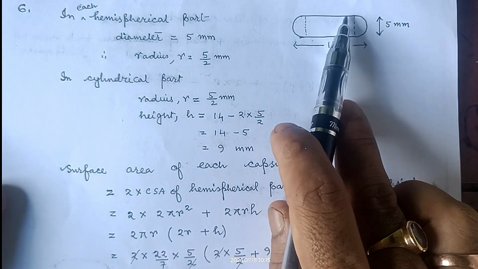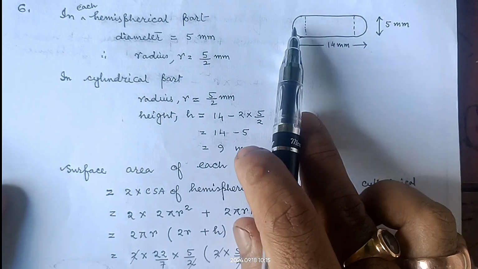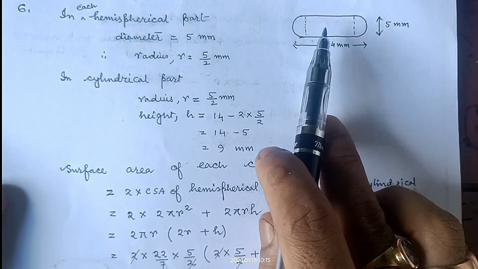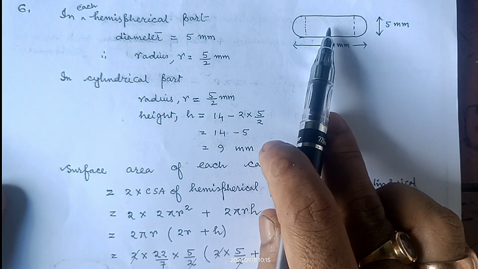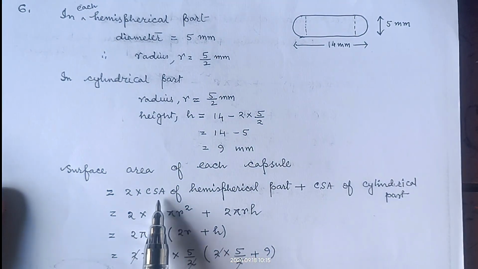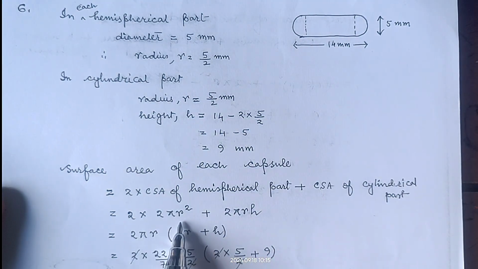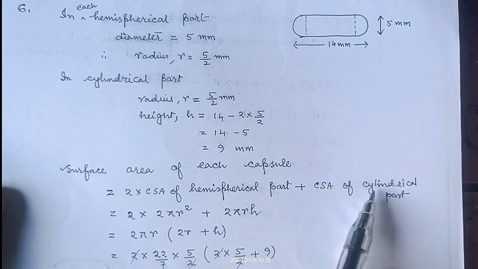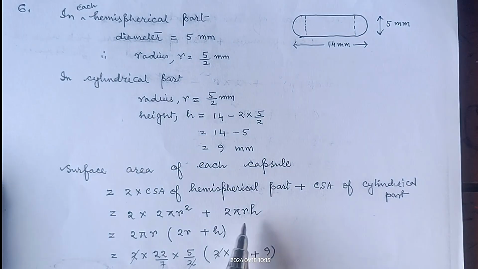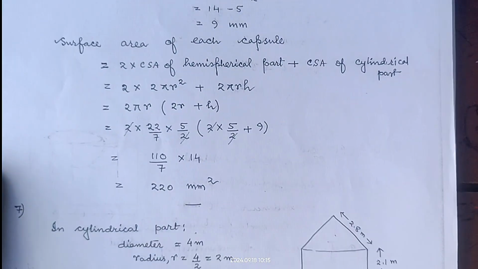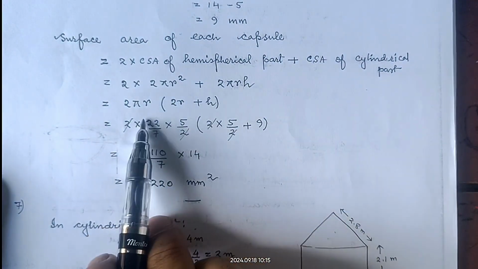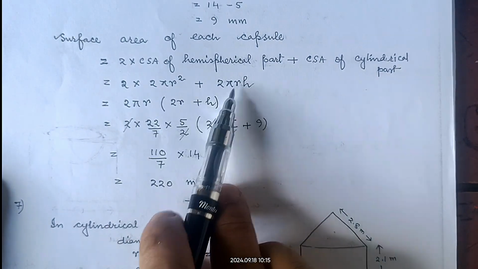So the surface area of the total capsule will be 2 into the curved surface area of the hemispherical part plus the curved surface area of the cylindrical part. 2 into the curved surface area of the hemisphere is 2 pi r square, plus the curved surface area of the cylindrical part is 2 pi r h. From these two we can take 2 pi r common. If we take 2 pi r common, we are left with twice r plus h.